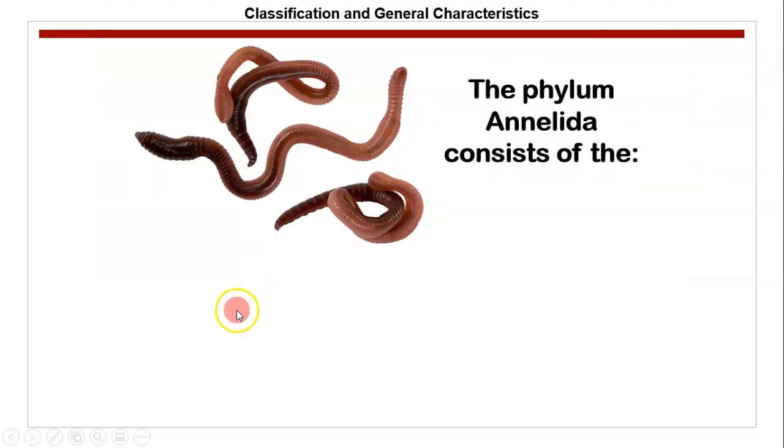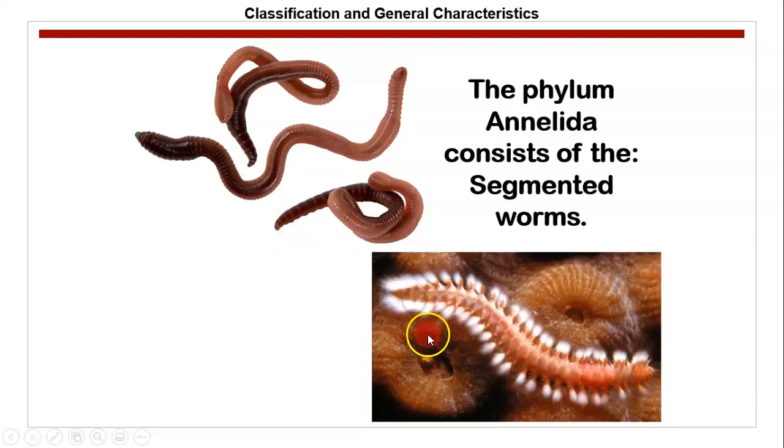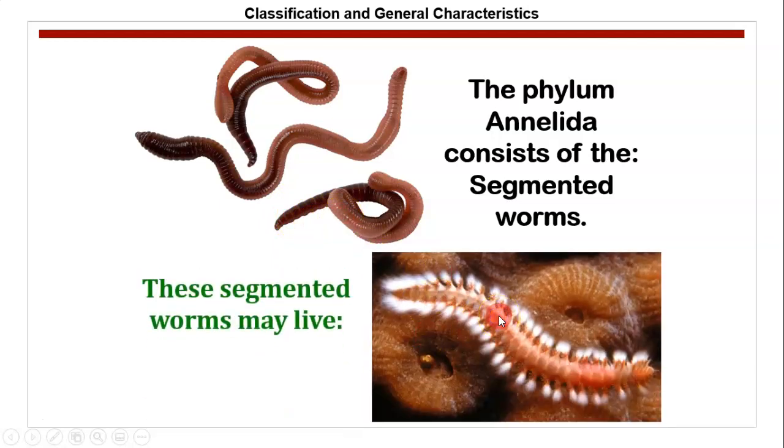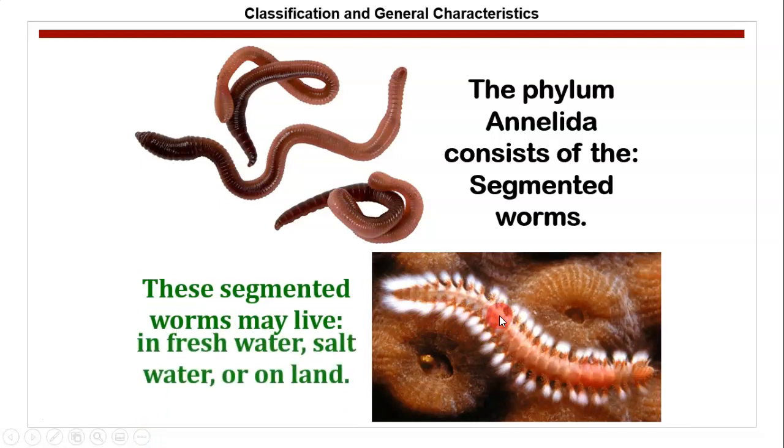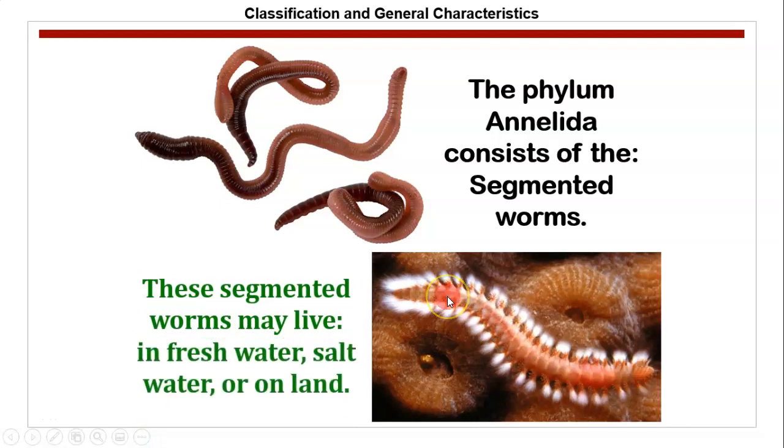Now, the phylum Annelida consists of what we call the segmented worms. And segments, and I'll say this many times, are these little round rings that you see that go the length of the body of this animal. So we say this is a segmented worm, or we say it is very segmented. And these things live all over the place. They can live in fresh water, they can live in salt water, and they can also live on land. Most of us are familiar with this one right here, which is the earthworm, but there is so much more.